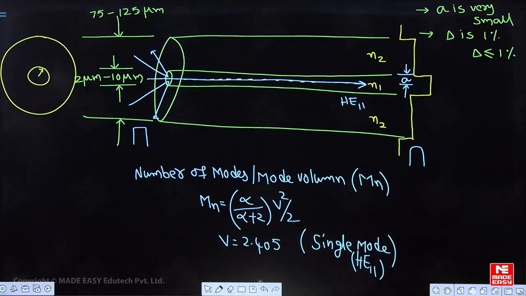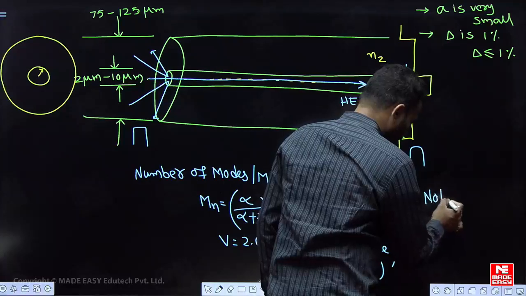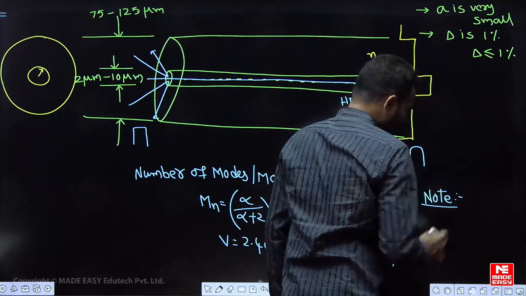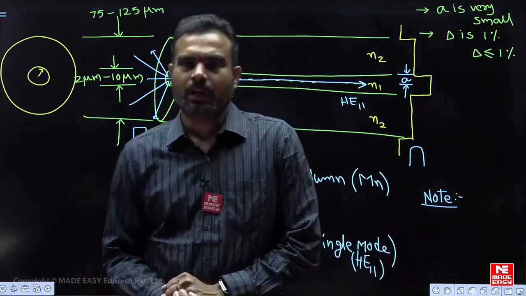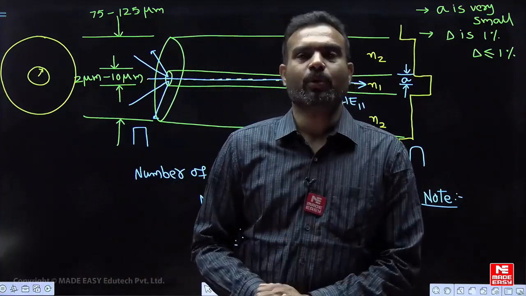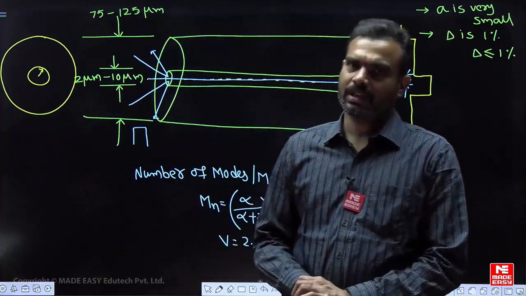So we need to write a note here. Because of the time constraint, I am not able to explain the note in today's session. Tomorrow's class we will see about the note, and tomorrow we will study the types of fibers and the attenuation topic also. You will complete the attenuation topic in tomorrow's class.